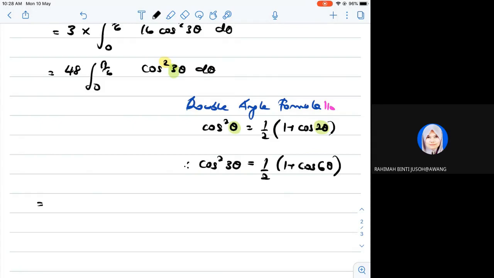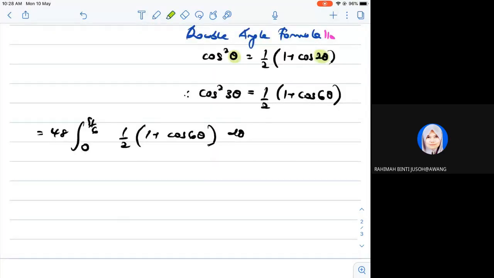So we will have 48, 0 anti pi over 6. So 1 over 2 you gantikan dengan 1 plus cos 6 theta lah, baru boleh integrate. Kalau tak, you tak boleh integrate function yang atas tu. Okay. That's why kita kena substitute dengan double angle formula, baru kita boleh integrate. Okay, now we can cancel this. 1 over 2 times 48 becomes 24. Okay, so 0 anti pi over 6, 1 plus, oh tak ada kurungan dah lah. So 1 tambah cos 6 theta d theta.